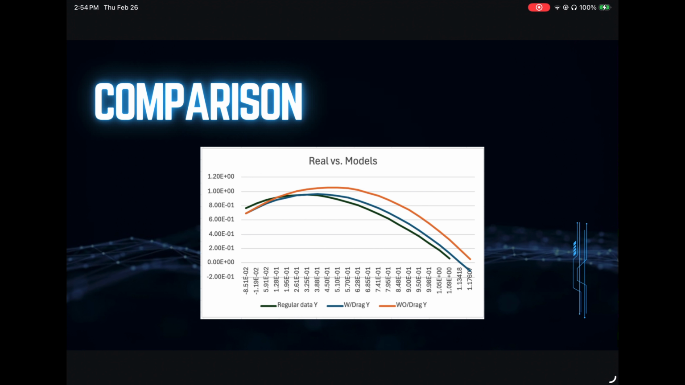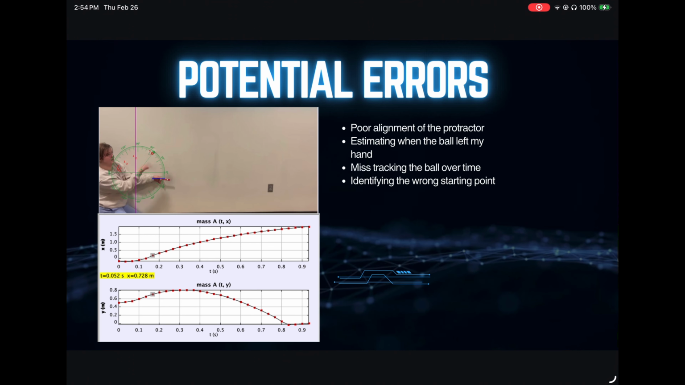So potential errors: poor alignment of the protractor. I could have done it wrong and then gotten the wrong launch angle, which would have messed up the speeds for the x and y component. I could have also estimated when the ball had left my hand wrong, so as a result, this could have messed up the initial positions. I could have also mistracked the ball over time.